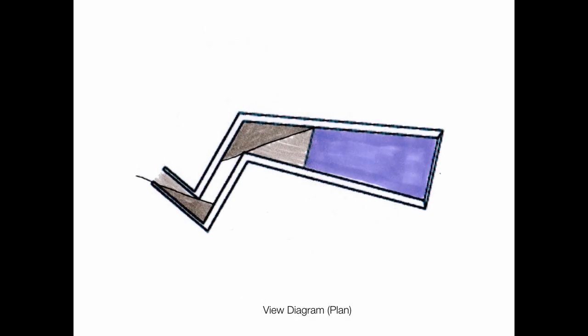View diagram, you have a plan. How do you get through this space, creating privacy without doors? So you have that little jog, and you show that in graphic form.